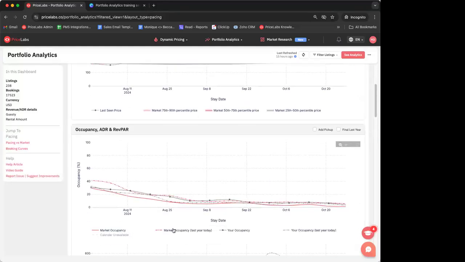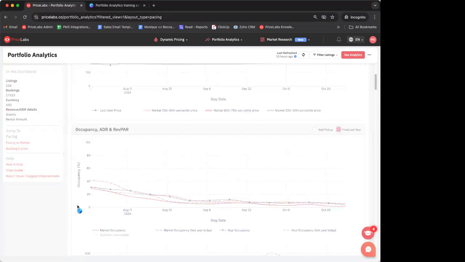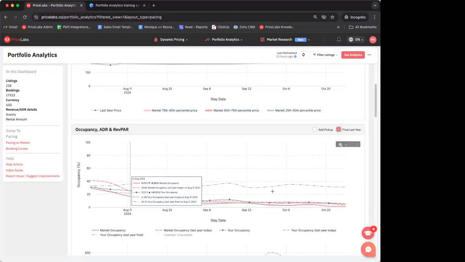So that's what that dotted gray line is, your occupancy as of last year today. You can also add in the market occupancy as of last year today. So the market as a whole is really pacing behind where it was last year, but you are outperforming your own performance from last year as well as the market performance from this year. Doesn't look like you're quite on par over the next week to be on par with the market's performance from last year, but looking forward, this portfolio is doing pretty well. We can also add in the final last year data to see where that final occupancy ended at.